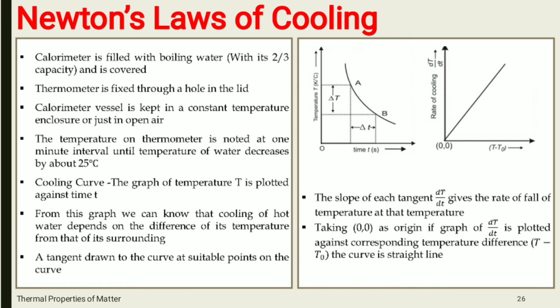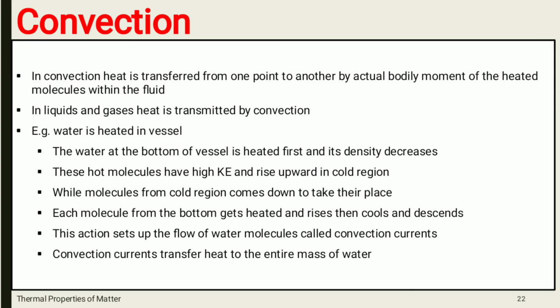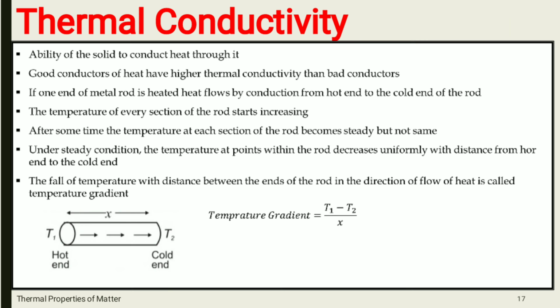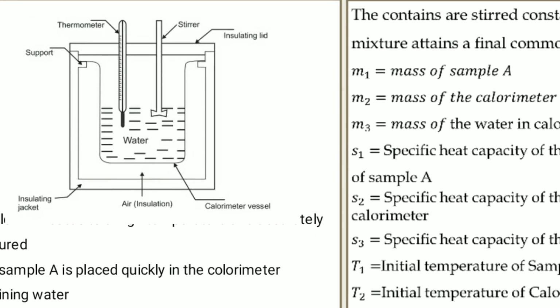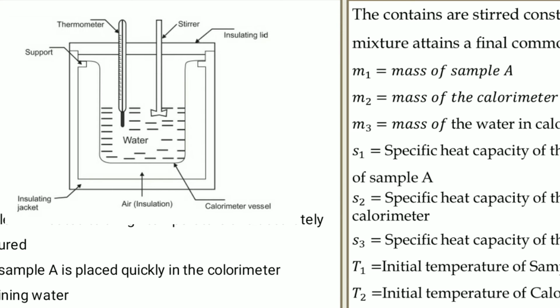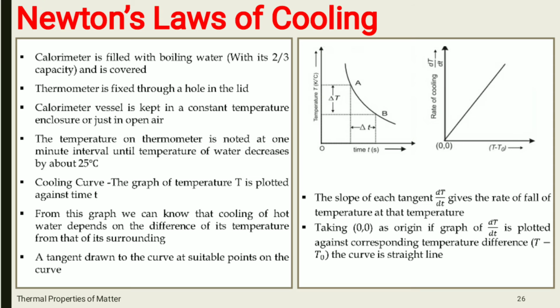Next part is Newton's law of cooling, and this is the last point from your lesson. Before this you have studied calorimetry, where you have seen what a calorimeter is. The same thing we are using in this diagram for Newton's law of cooling. So what we are doing here: the calorimeter is filled with boiling water to 2/3 capacity.